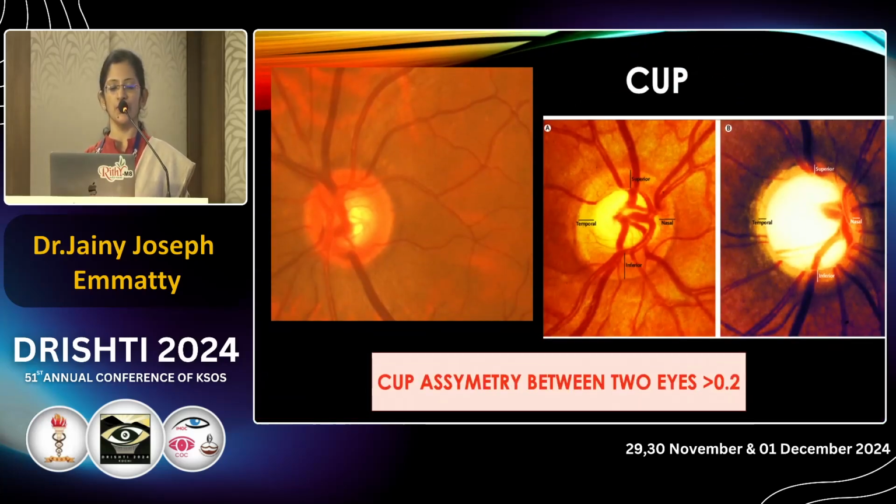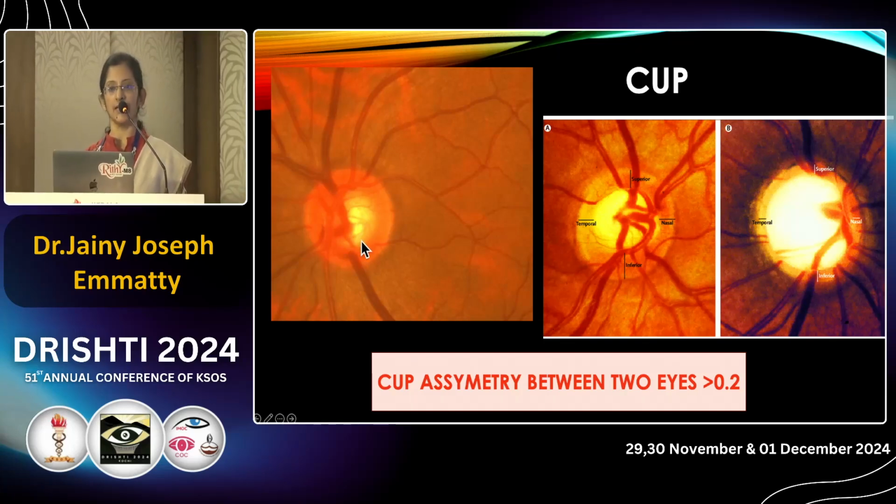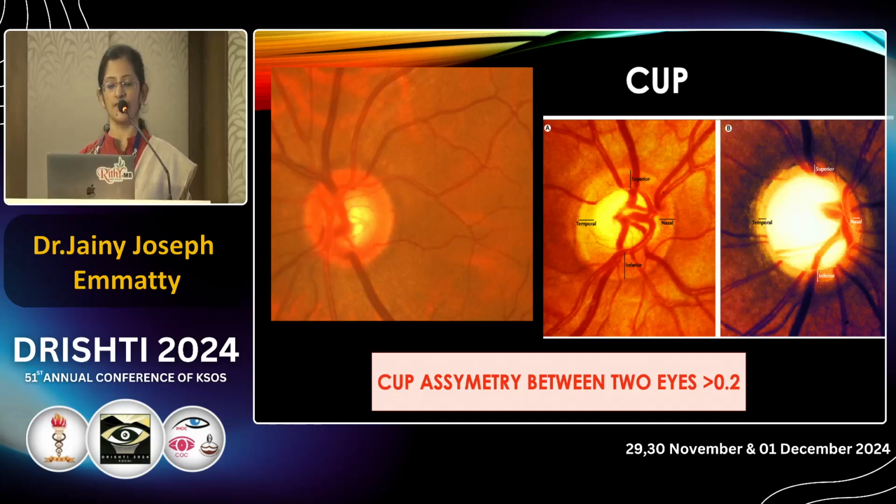And as I told you, how to identify the cup margins is very important because normally the cup is horizontally oval. So you should see where the vessel is bending. Here we can see this is the area of the vessel bending, which gives us the limits and the margins of the cup. And a cup asymmetry between the two eyes of more than 0.2 is more suggestive of glaucoma.